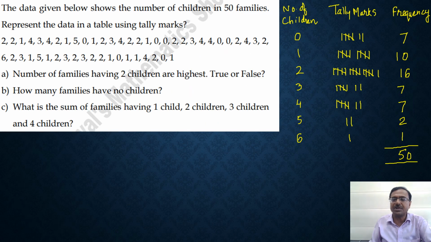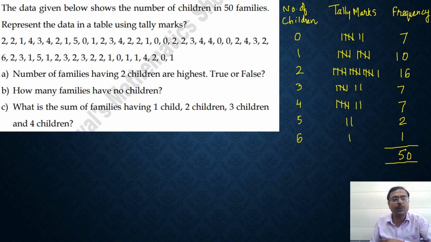Look at the next question now. This is also based on given raw data of the number of children in 50 families. So 50 families were surveyed and they were asked how many children they have in the family. They answered and the answers are given separated by commas.